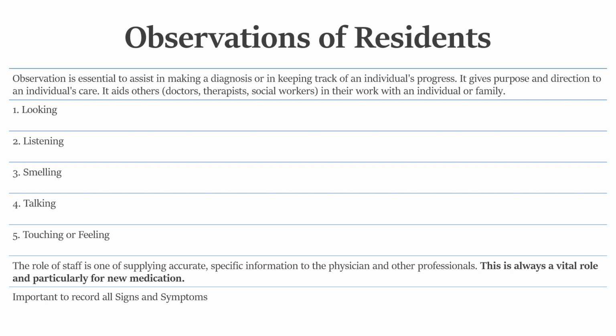Observations of residents. Observation is essential to assist in making a diagnosis or in keeping track of an individual's progress. It gives purpose and direction to an individual's care. It aids others, such as doctors, therapists, or social workers, in their work with an individual or family. As support staff, taking note of a resident's condition and recording health notes is extremely important to assist with medical appointments.